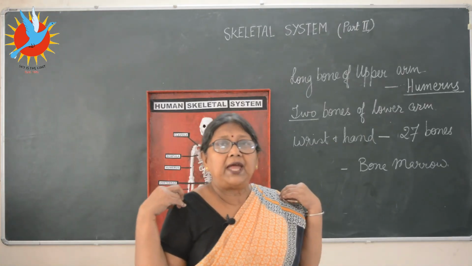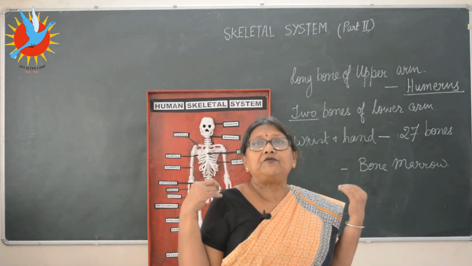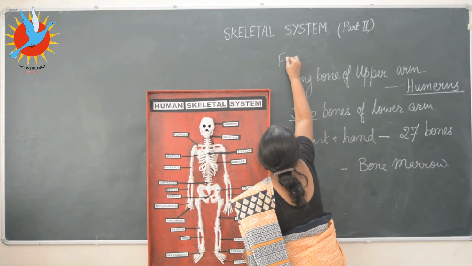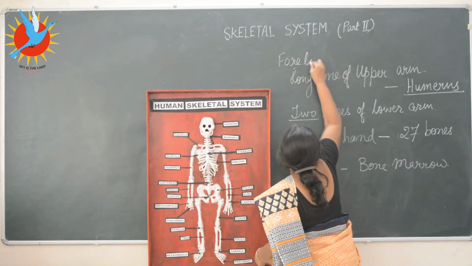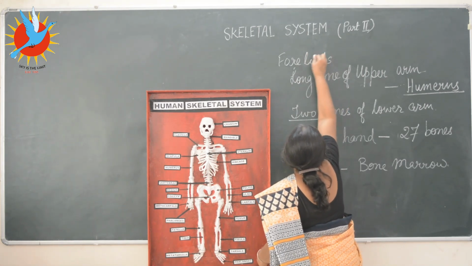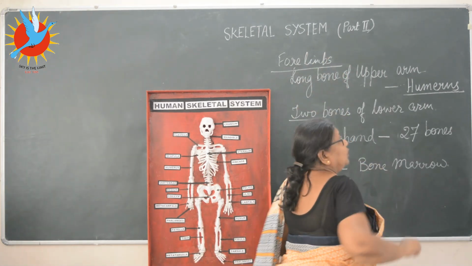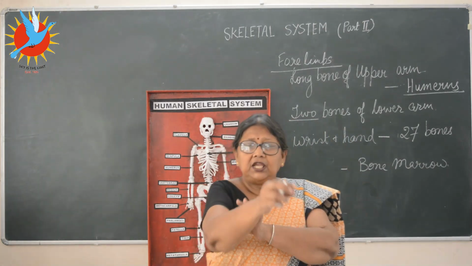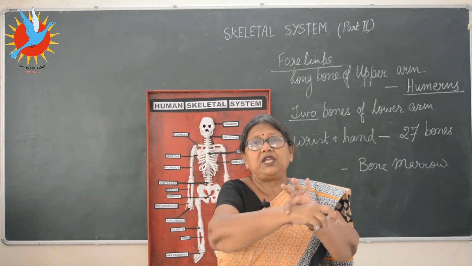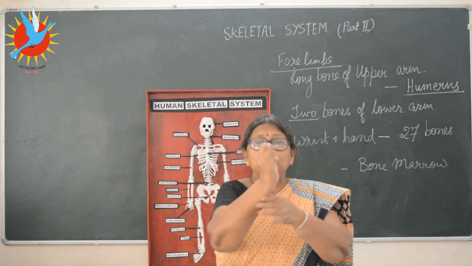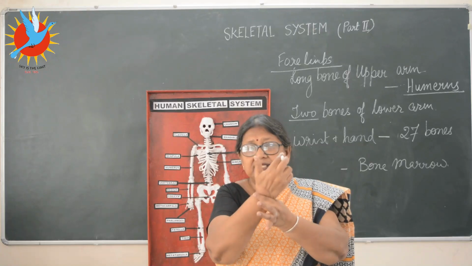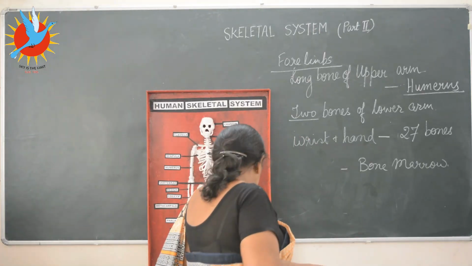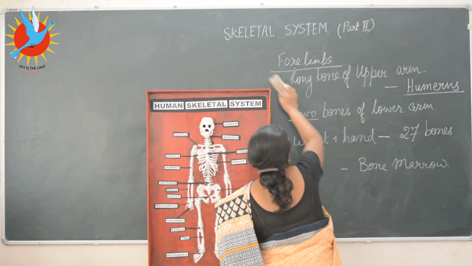So the two hands that we have got are called the forelimbs. I'll write it here for you. Forelimbs. What do we learn in forelimbs? One long bone, humerus, two bones in the lower part of the arm, and 27 small bones which make the wrist and the hand part. That's the forelimbs. Now second, we come to the hind limbs.